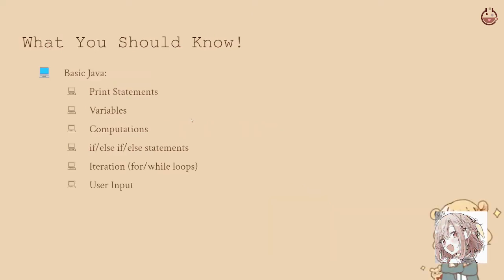So what should you know? For this course, you should know the basic Java, but we will be reviewing this in a second, so don't feel too stressed about it if you're a little fuzzy on the details. This includes print statements, variables, computations, which is like plus, minus, divide, mod, stuff like that, if/else if/else statements, iteration, and user input, as well as basic conventions like when to use semicolons and when to use braces, which you should know if you know if/else if or iteration. But yeah.